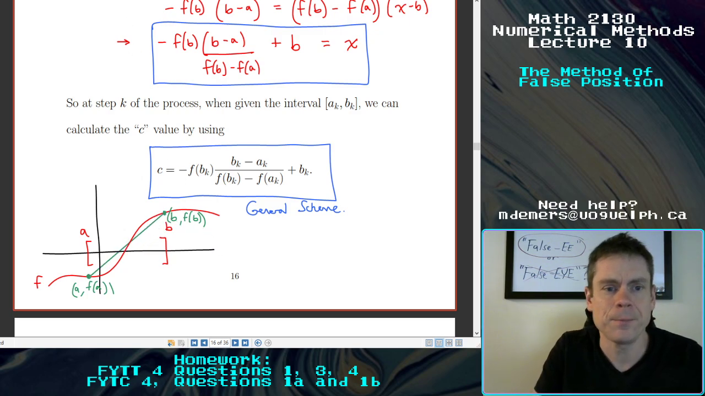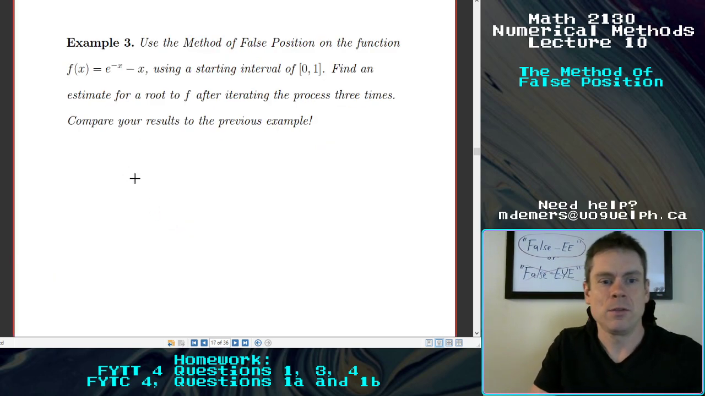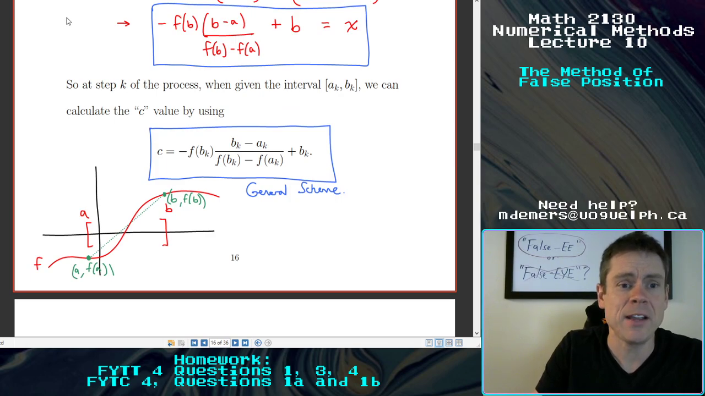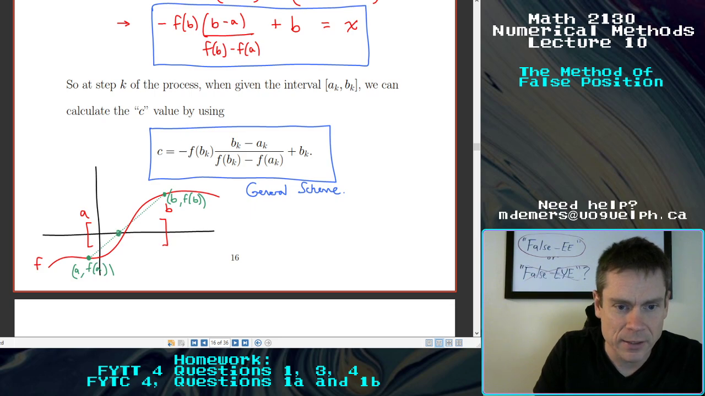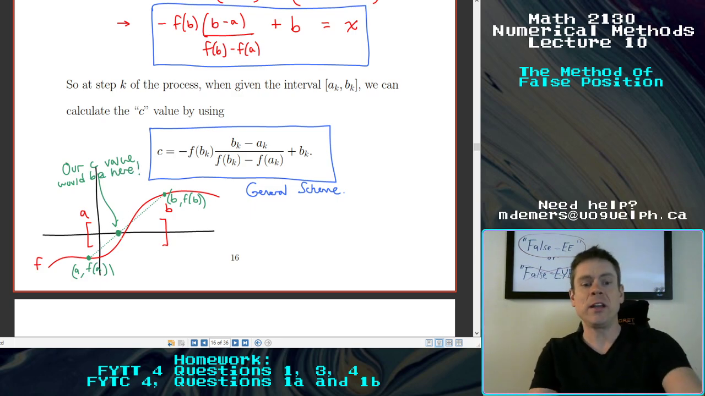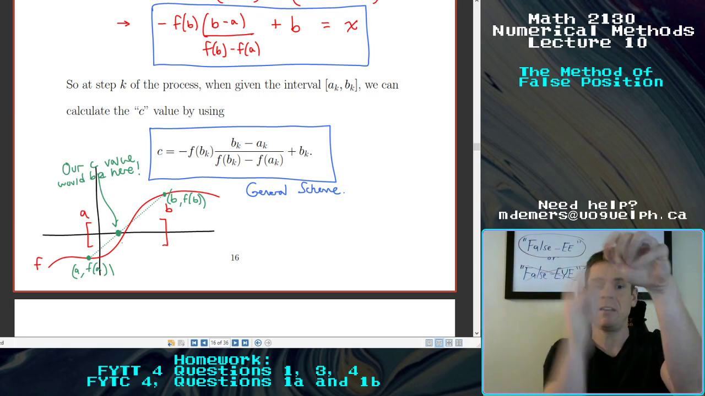There it is, right there. I want to make this a dotted line too, there we go. Okay, whoops. We can see the C value that we would get on the next step would be right here. Our C value would be here. And then you could see that if I were to evaluate f of c, it would be negative.